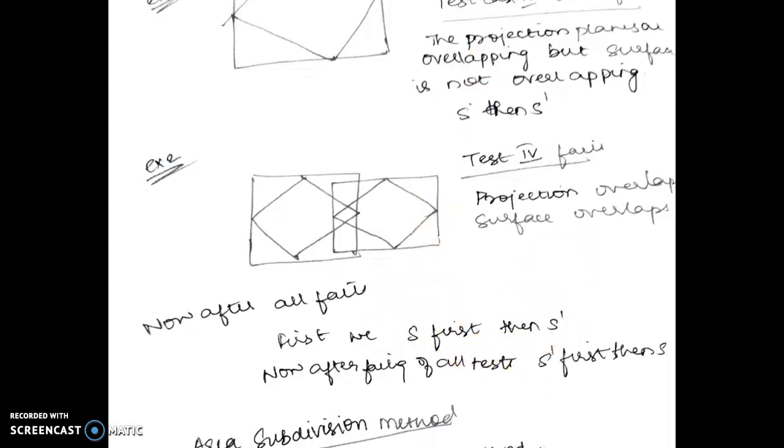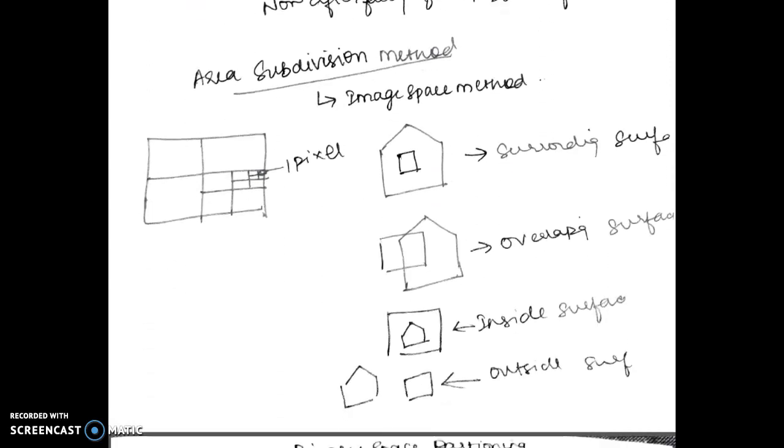The next method we will be seeing is the area subdivision method. In the area subdivision method, the main thing we are going to see is octrees. In octrees, if this is the window, it is divided into 8 parts. It will be continuously divided until the last pixel is reached. That pixel's intensity value and depth value will be noted.